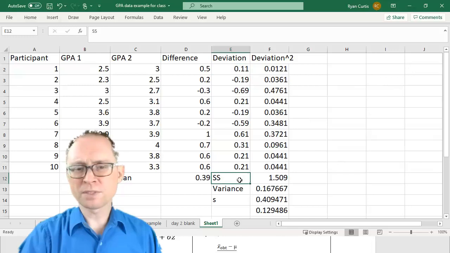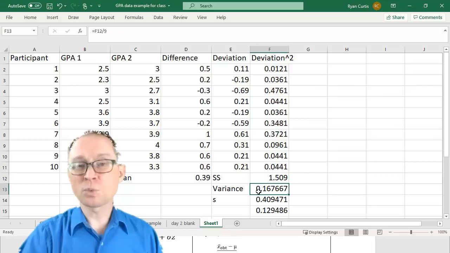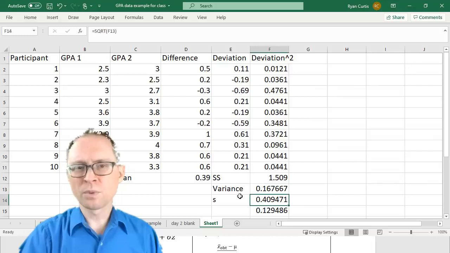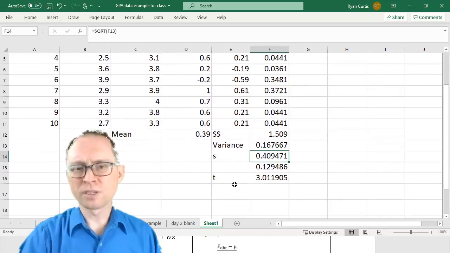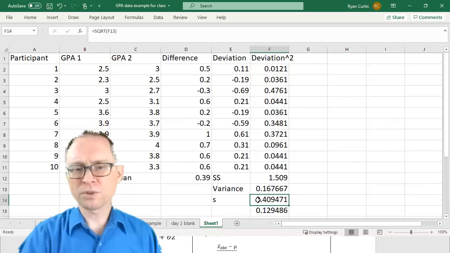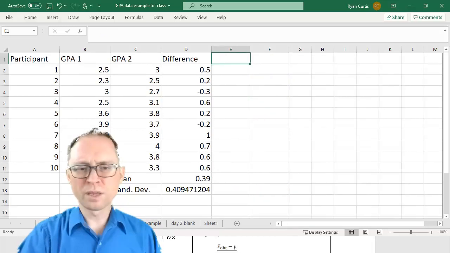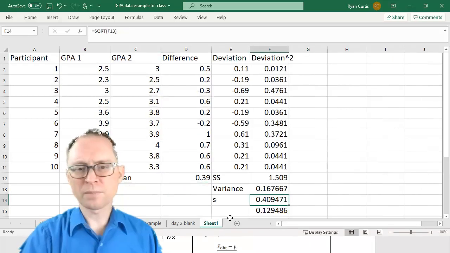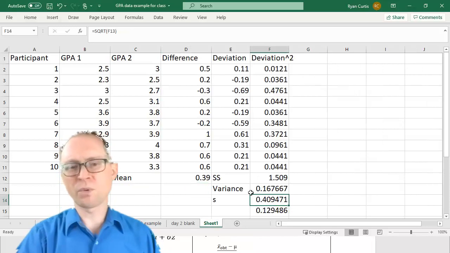We add them up, that gets us the sum of squares. So this right here is the sum of squares. Sum of squares divided by n minus 1 is our variance. And then when we get the square root of the variance, we end up with the standard deviation of our difference scores, 0.4049, which should be the same right here as our normal standard deviation that we saw before. Same thing. We've calculated exactly the same way we've always calculated it.